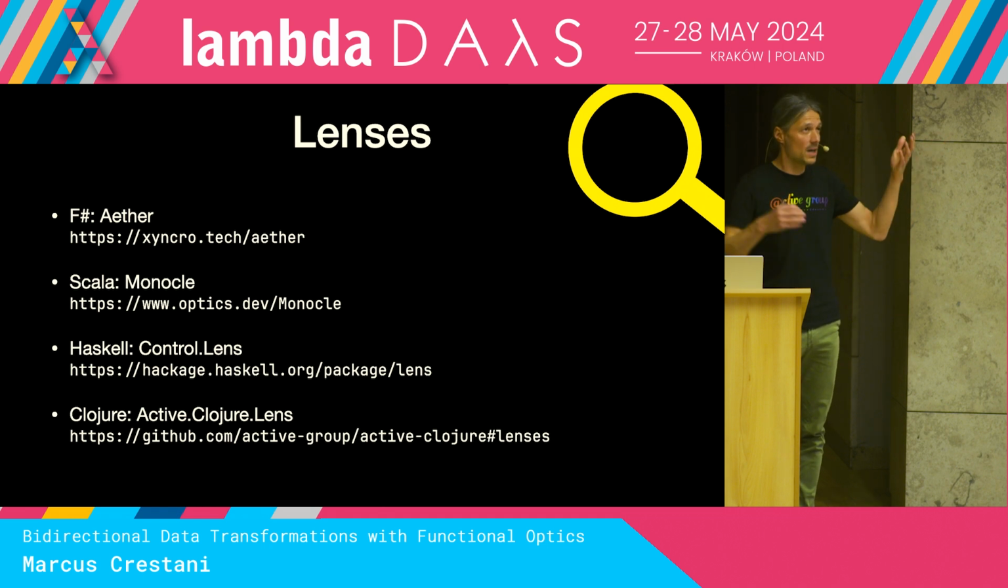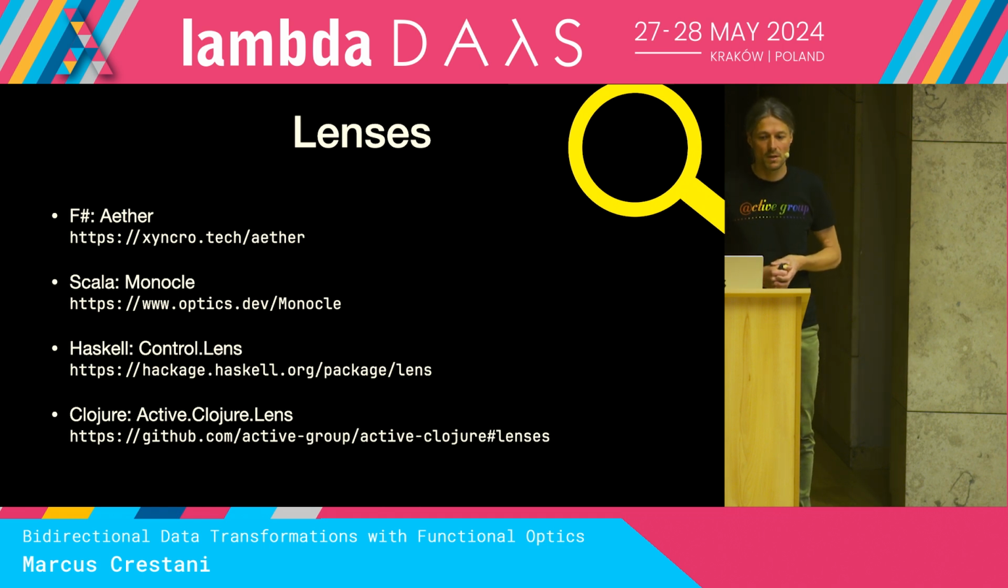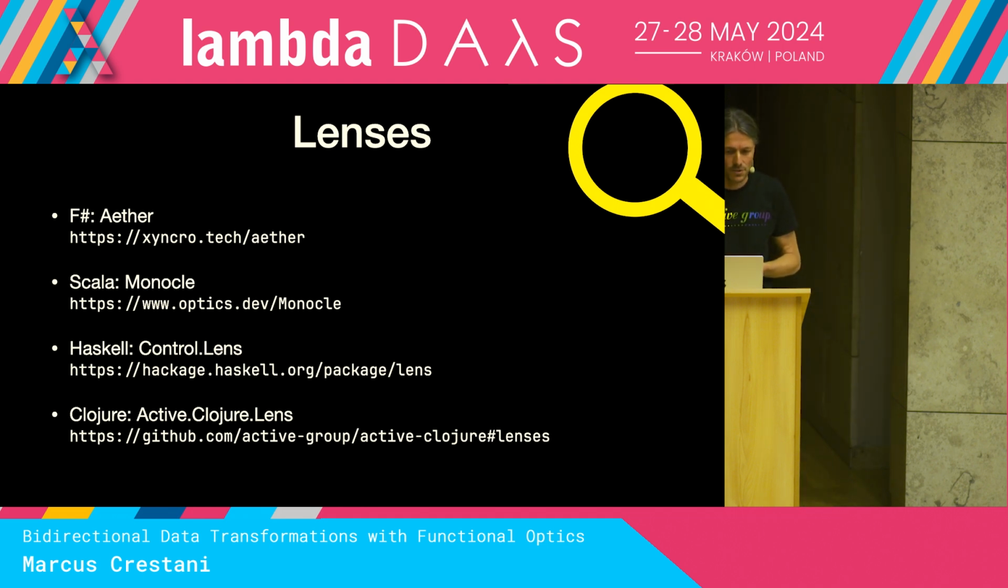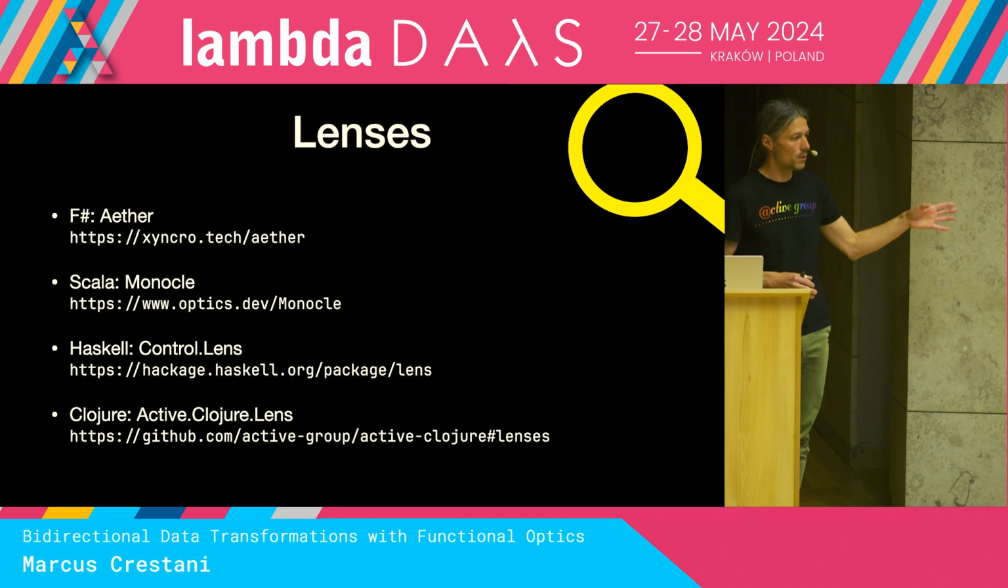There are plenty of capable libraries in all major functional programming languages. I just listed a few. There is Ether for F#, Monocle for Scala, Control Lens for Haskell, and Active Closure Lens for Clojure. So I chose Clojure for this talk, and I promise you, you won't be seeing any more Java code from me for now, today.